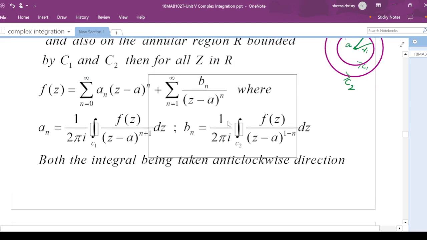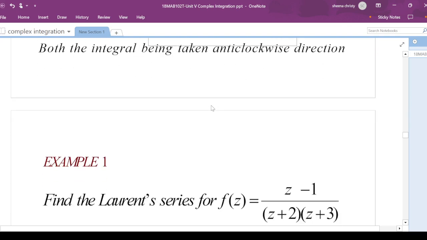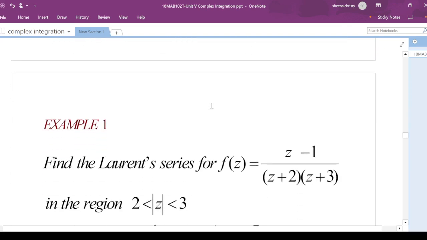Here, the first part is called the regular part, and the second term is called the principal part. So in your exam, they may ask it as a one-word question. The regular part of the Laurent series is the first part, that is, the positive powers of z minus a, and the negative powers of z minus a are called the principal part. Now come to this problem.